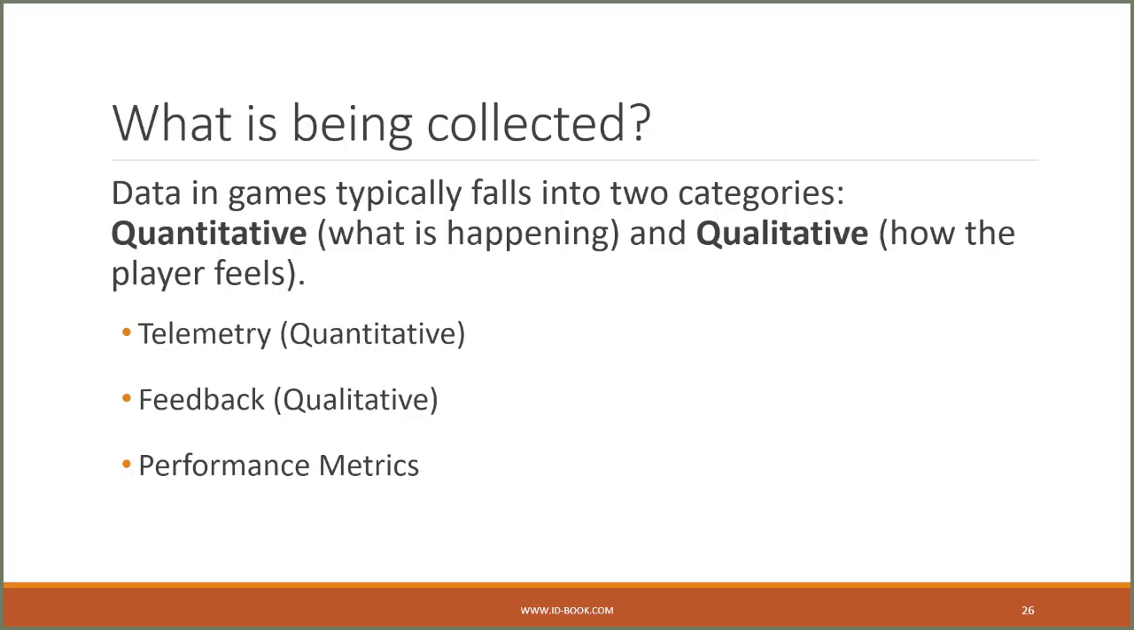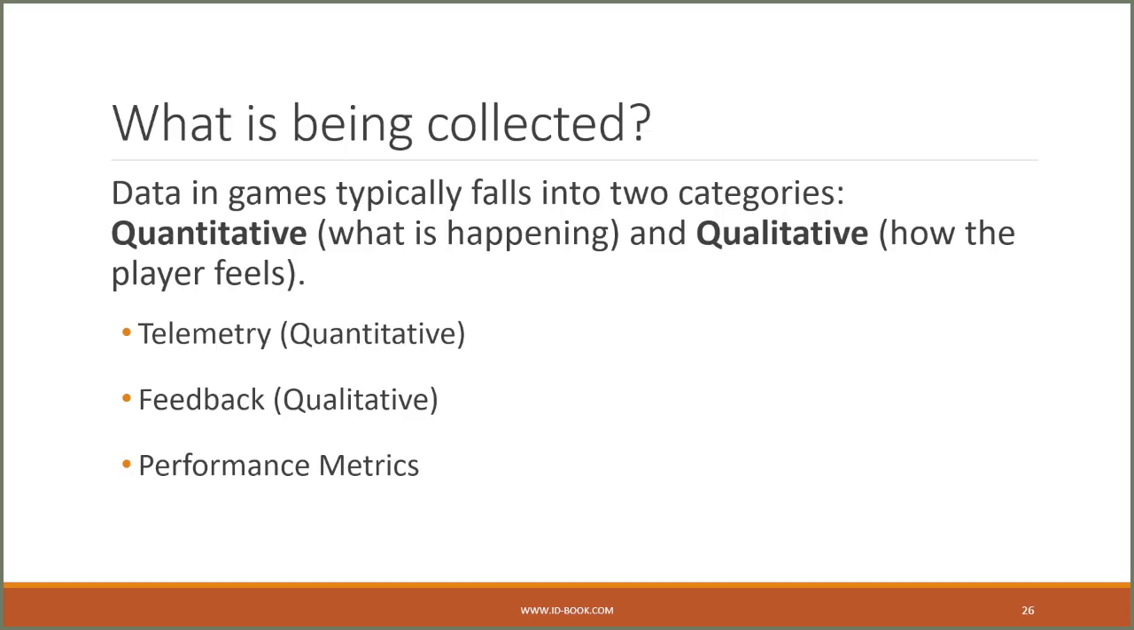So telemetry is automated data sent from the game to the developer. It includes things like how many times a player died, which weapons they use most, where they quit the game. Things like that come to the developer automatically. As a game designer, as a game developer, you need to create those types of systems in which you get some data from your users as they're playing the game.